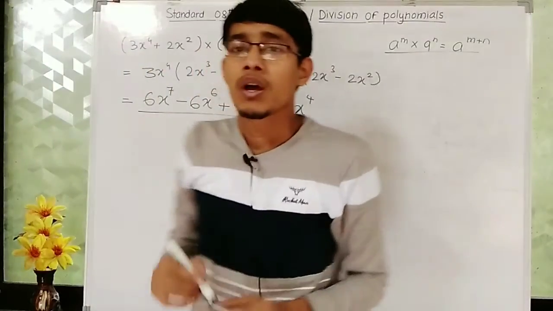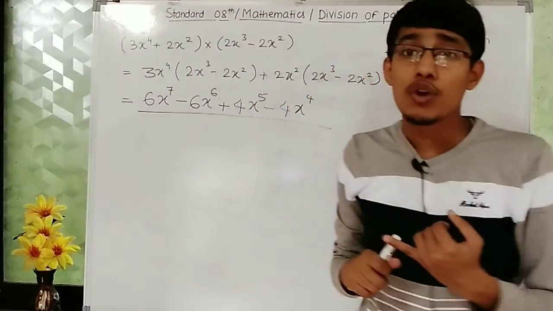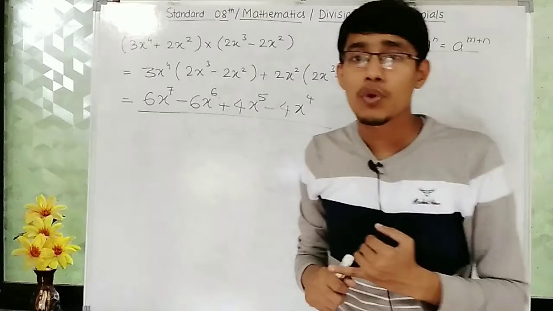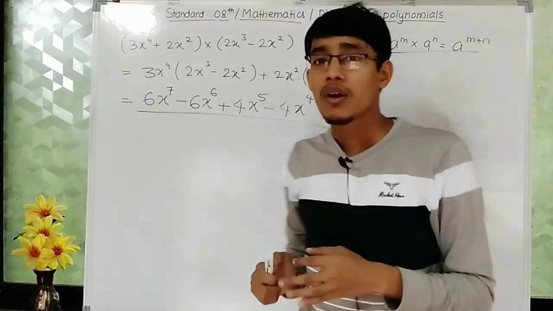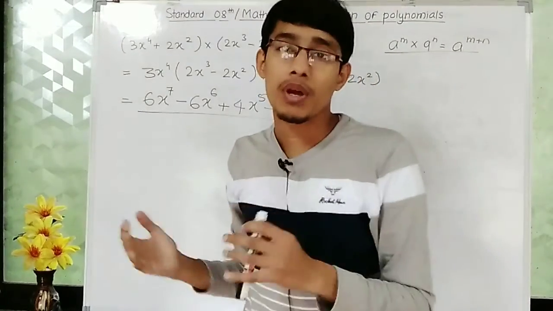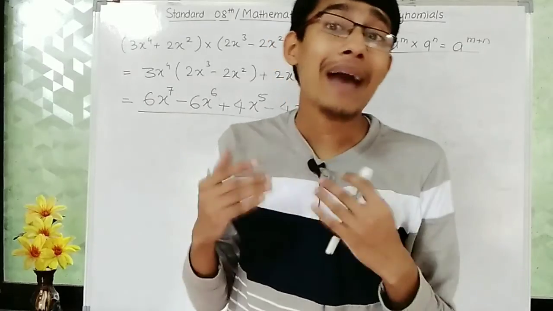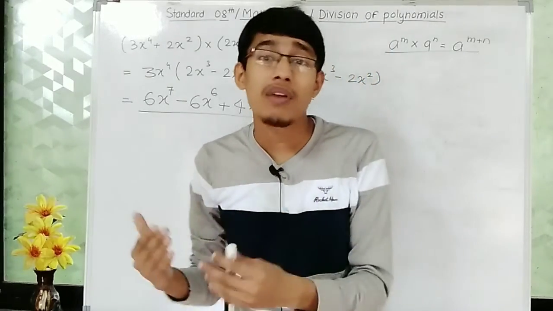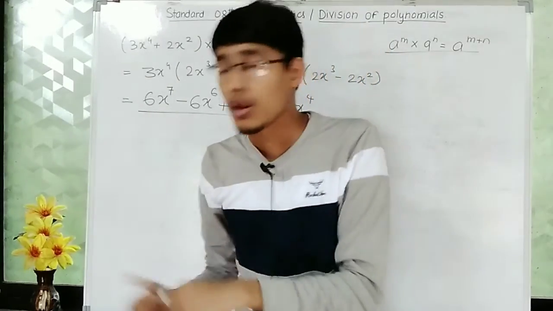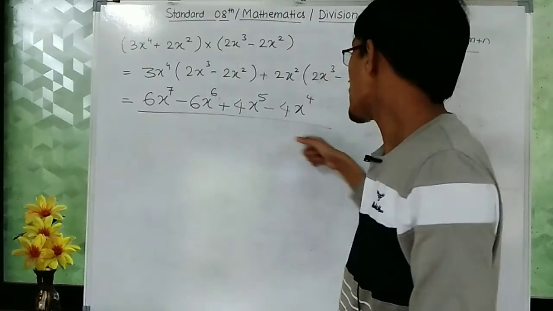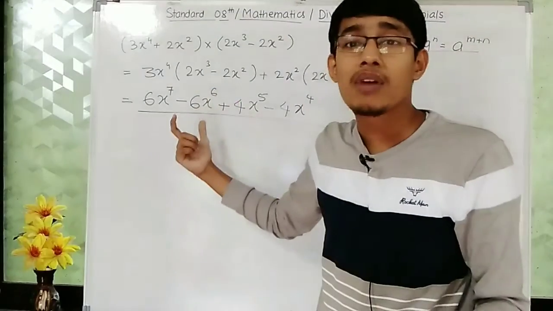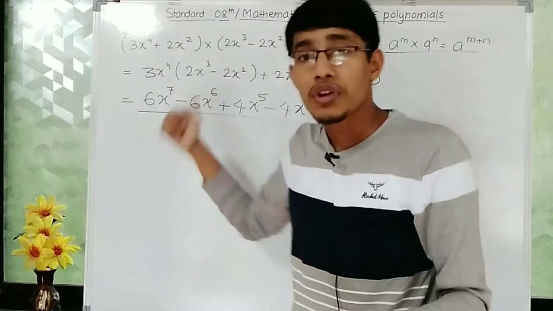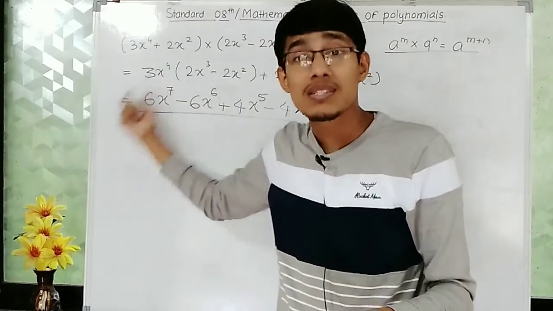Now we have seen the introduction to this particular chapter. We know what a polynomial is. We have seen the degree of a polynomial. The degree is the maximum power, or the greatest power, in the given polynomial. So if you see this particular equation, the maximum power is 7. So the degree of this polynomial is 7.